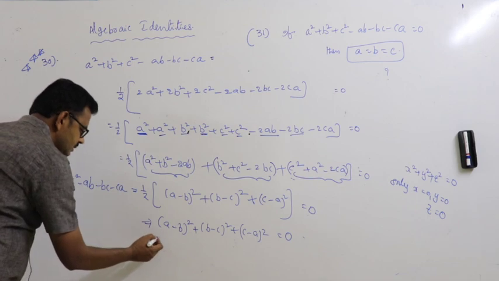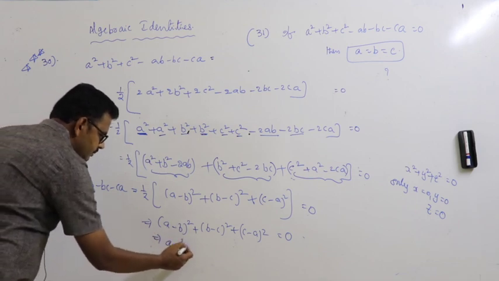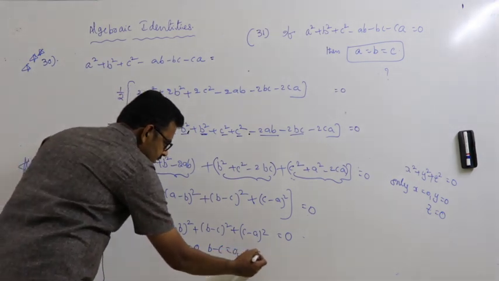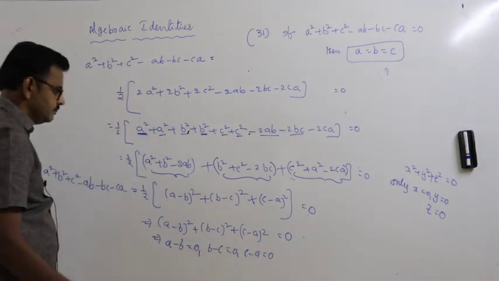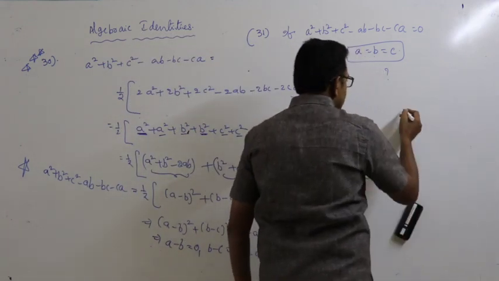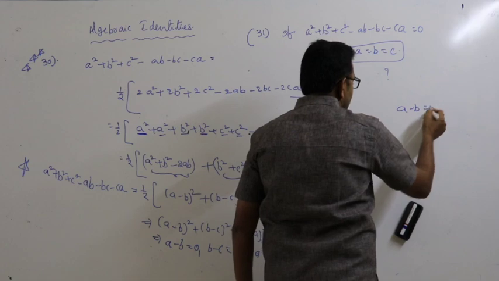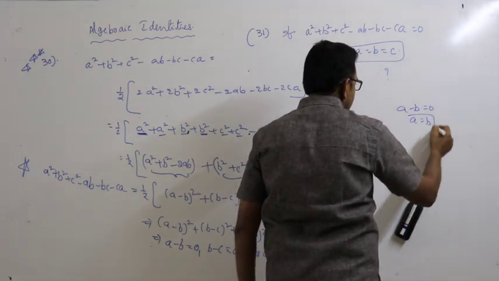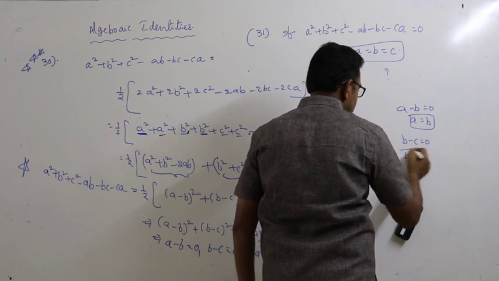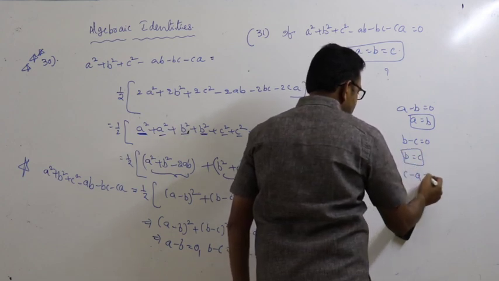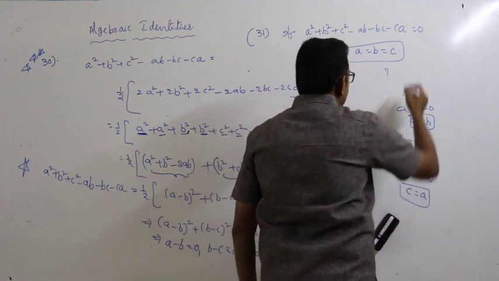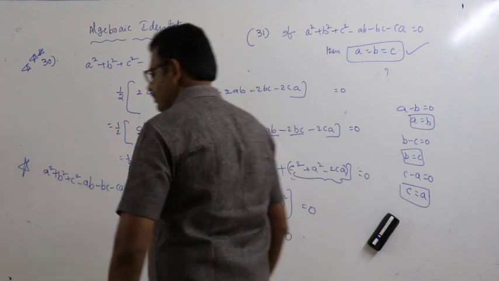Implies a minus b equal to 0 and b minus c equal to 0 and c minus a equal to 0. That is a minus b equal to 0, a equal to b; b minus c equal to 0, b equal to c; c minus a equal to 0, c equal to a. So this is a equal to b equal to c.